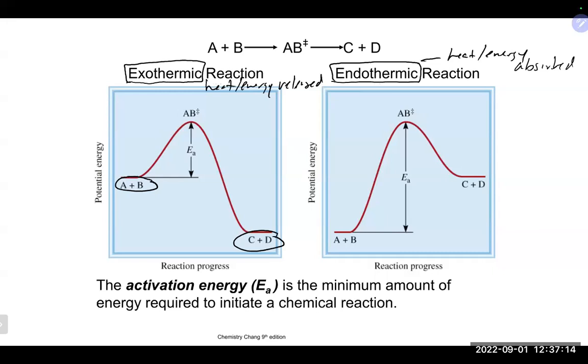The reactants are higher in energy than the products, which means the only way to get down to the products is energy has to be released, hence the exothermic part of it. So in this case, because the reactants are higher in energy than the products, energy is given off, and it would be an exothermic reaction.